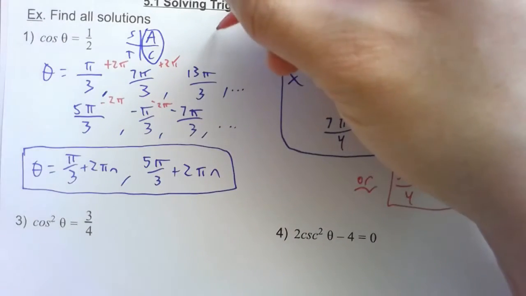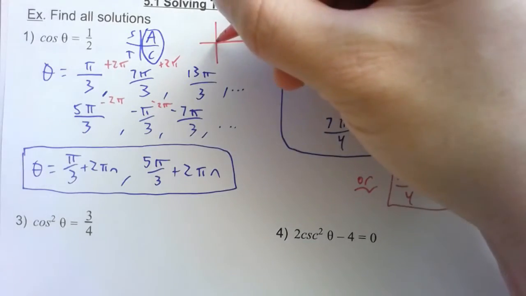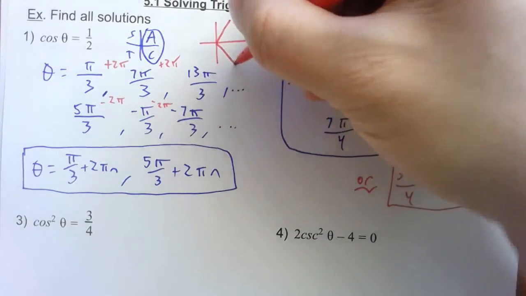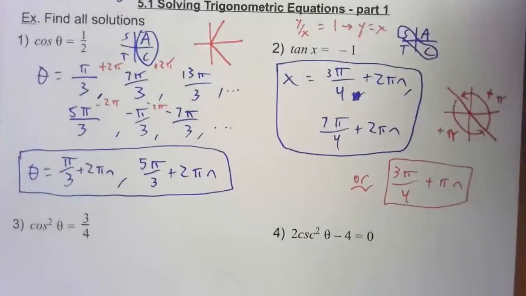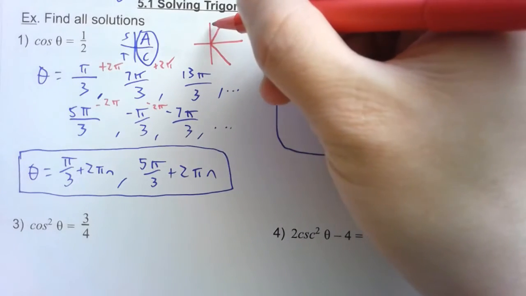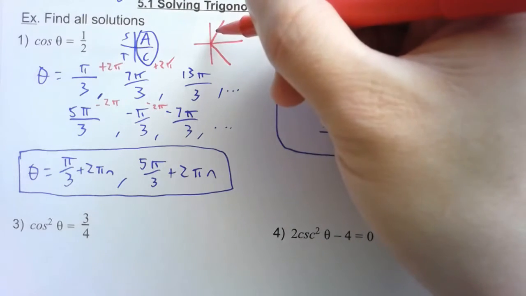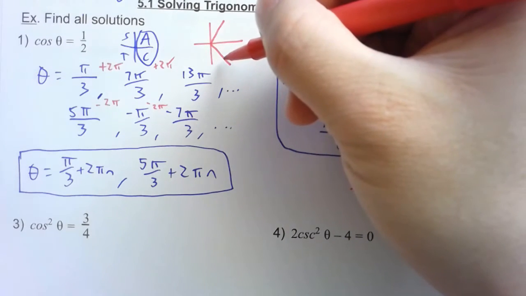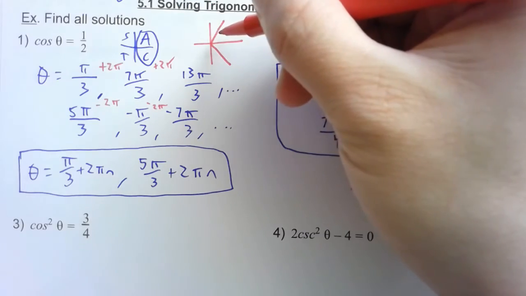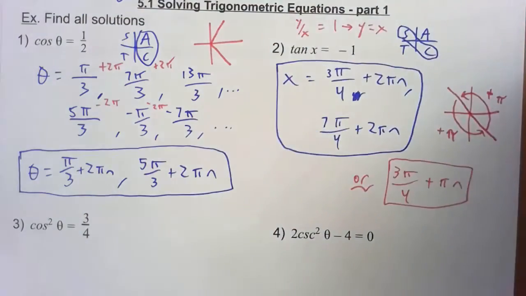Take a look at what we had back here. We had pi over 3 and 5 pi over 3. They're not symmetrical. They're not evenly spaced. If you add a half circle here, it doesn't get you another answer. You'd have to go more than half a circle to get to this one, and then less than half a circle here. They wouldn't be evenly spaced.